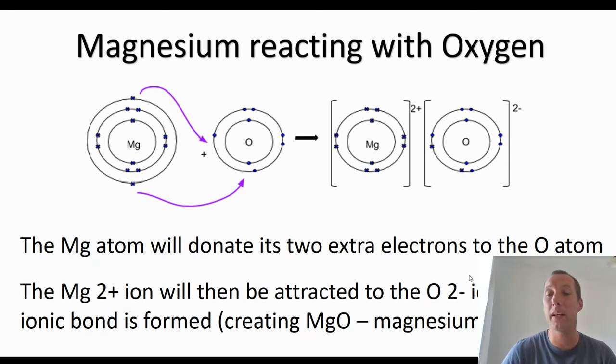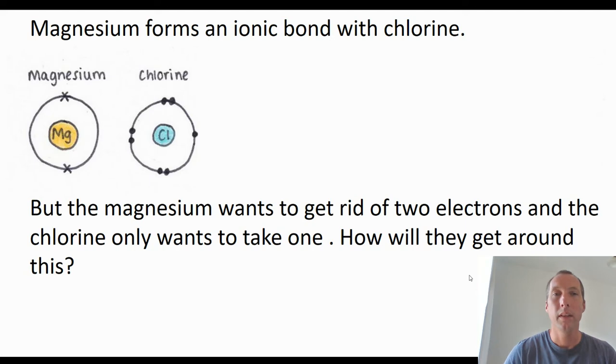And that compound is going to be called magnesium oxide, which we looked at earlier in the year when we burnt magnesium. Now, this is a slightly more difficult example, because magnesium also forms an ionic bond with chlorine. But if you look at this diagram, magnesium wants to get rid of 2 electrons, but chlorine only wants to take 1. So just have a think for a minute. How are we going to get around this? Magnesium's got 2 electrons that it needs to get rid of. Chlorine only wants to take 1. So what are we going to do to solve this problem?